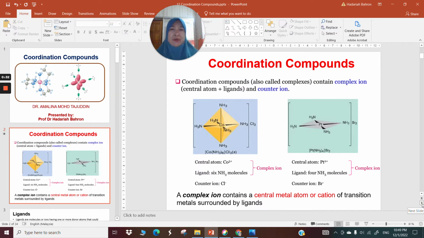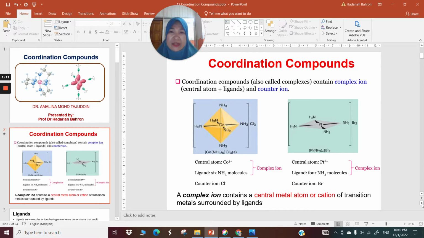What are coordination compounds? Coordination compounds are sometimes called complexes. They contain complex ion and counter ion. And what is a complex ion? A complex ion is when you have a central atom, which is the metal, usually, of course, the transition metals. It's really very unusual to have coordination compounds that contain metals that are not transition metals. They will have to be transition metals.